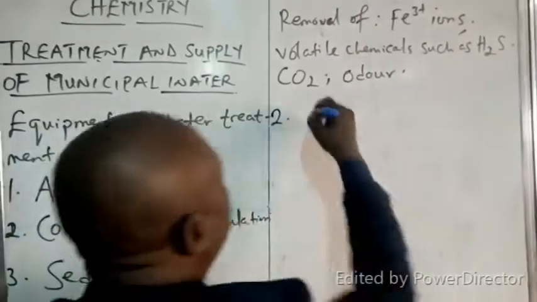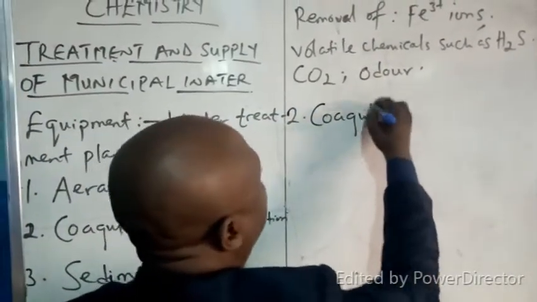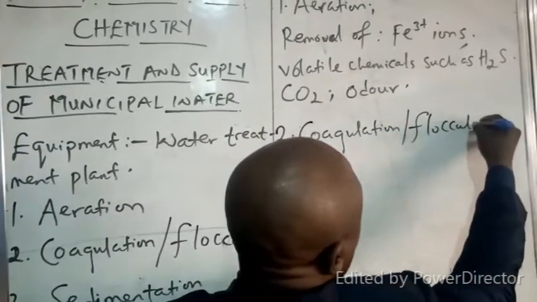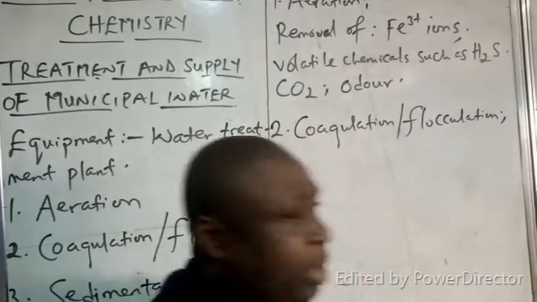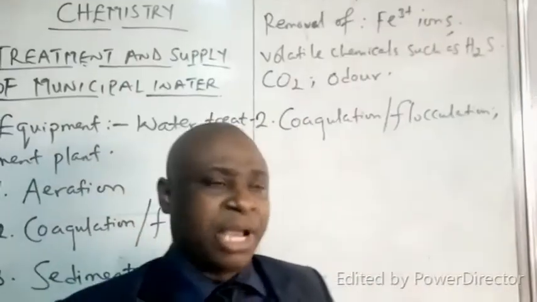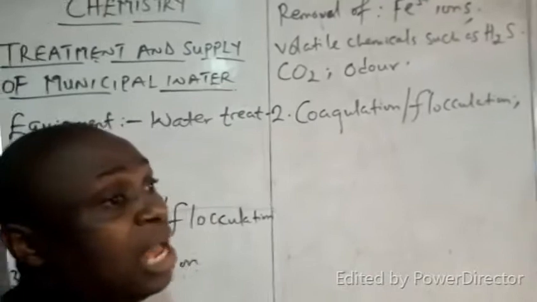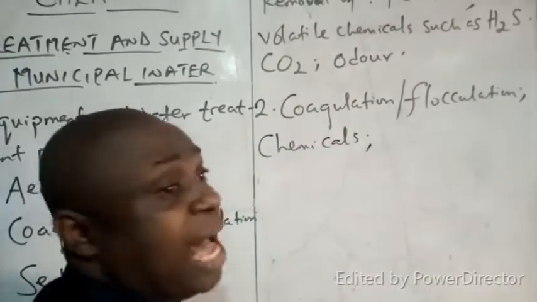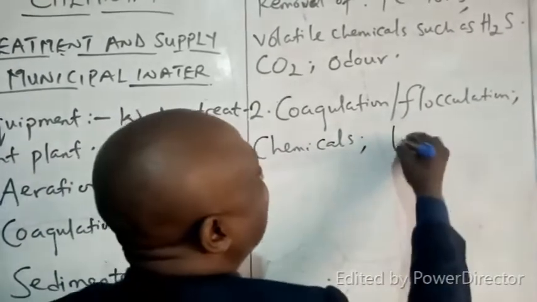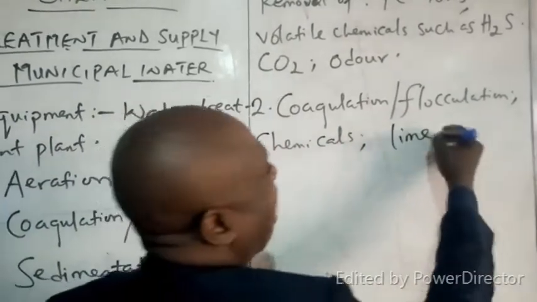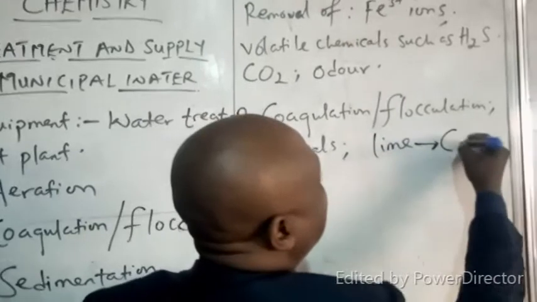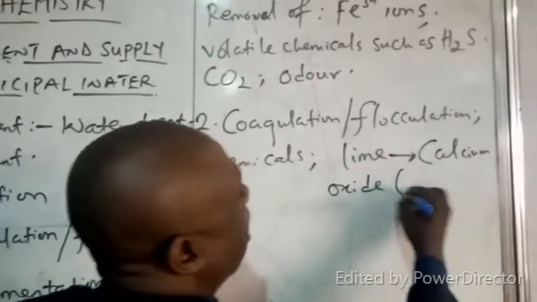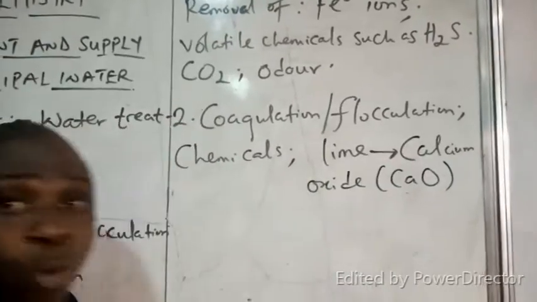And the next stage we have there is coagulation/flocculation. In this stage is the addition of chemicals. There are two chemicals that are added. The first chemical that is added is lime. And this lime in chemistry is our calcium oxide, that is CaO.